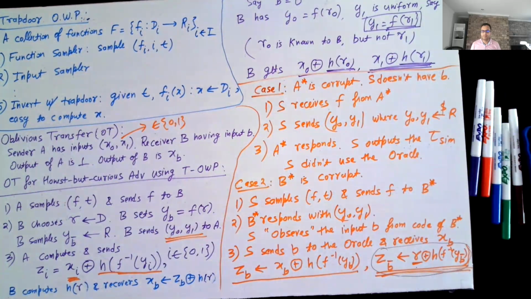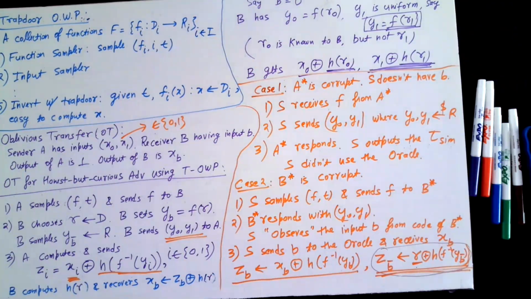Yeah. And here this simulator shows that you can simulate the view of A star given nothing, which means that the protocol is zero knowledge to A star, which means that the output of A star in this protocol is fine. Thank you, sir.